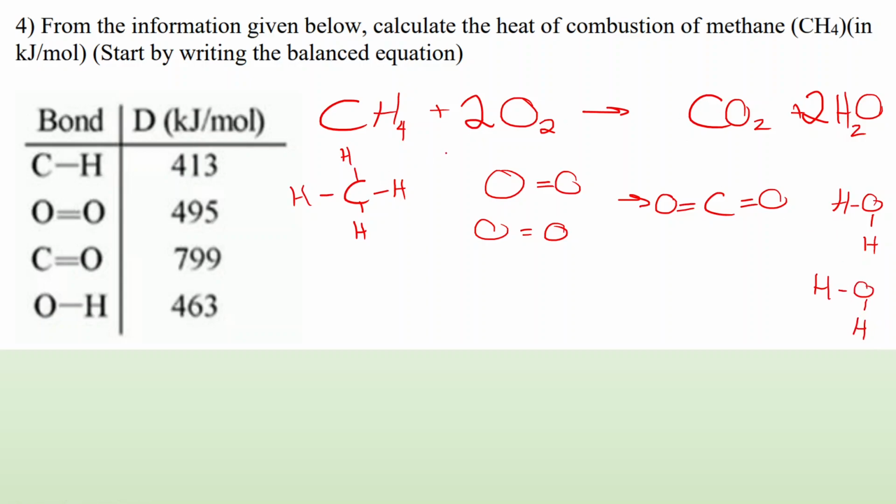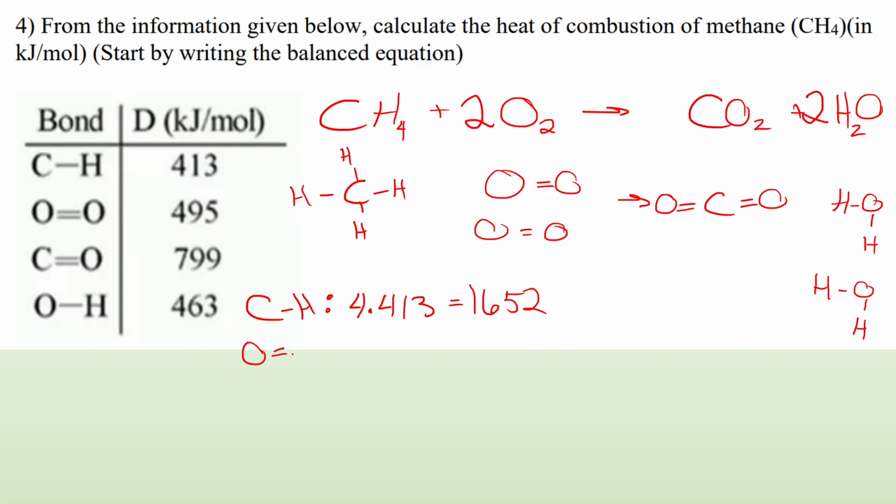So in order to break the bonds, I need to invest some energy. So let me take a look. I got carbon-hydrogen bonds, and how many do I have? Looks like I got 4 of them. So 4 times 413 tells me to break all those carbon-hydrogen bonds, I need to invest 1,652 kilojoules.